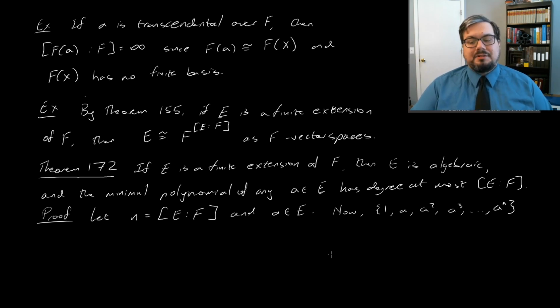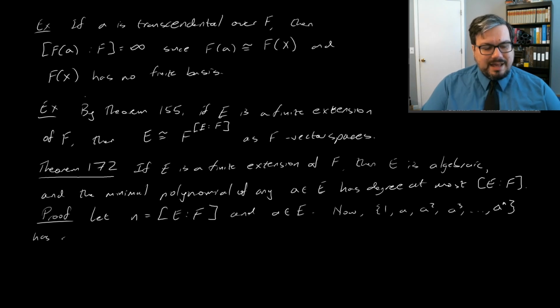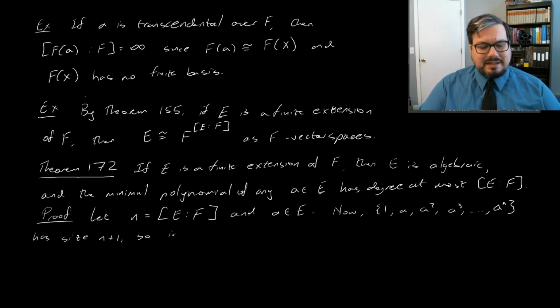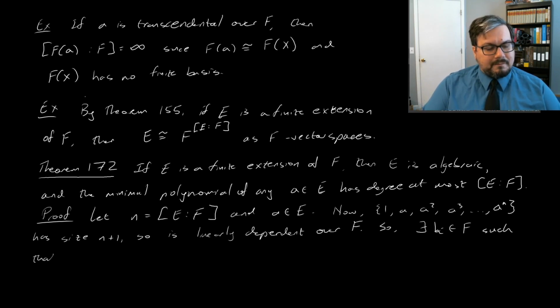Any set of order greater than the dimension of a vector space has to be linearly dependent over the base field. So this has size n plus 1, and so this set is linearly dependent over F. So that means that there exist b_i elements of the field F such that there's a linear combination of these things which is 0.